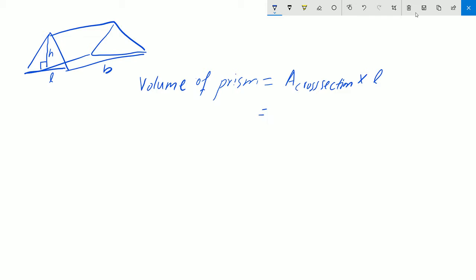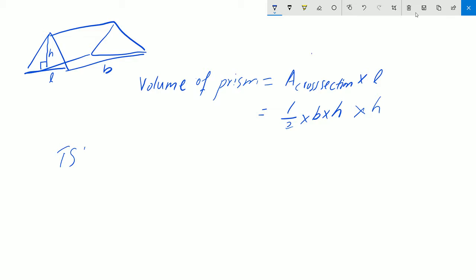So that gives us half into breadth into height, which is the area of the cross section, which is basically a triangle. So we're going to use the formula for the area of a triangle. And for height, we obviously have this height of the prism.